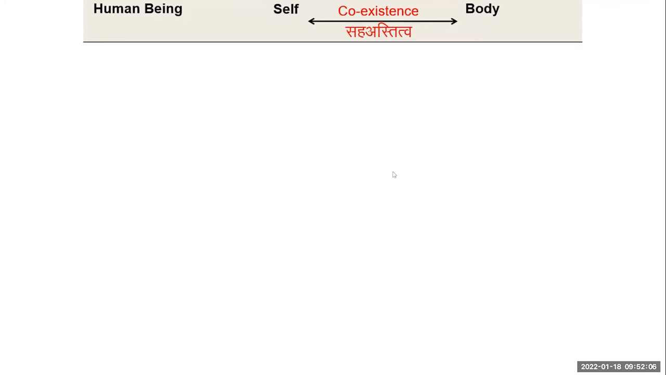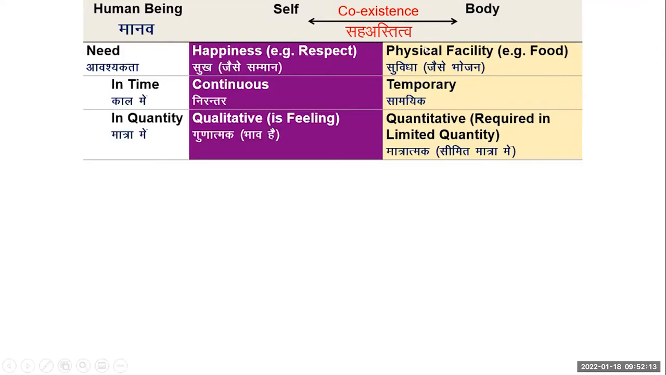When we see this, let us understand the needs of these two realities. We see that the need of the self is happiness, feelings like respect, and the need of the body is physical facilities like food, water, clothes, shelter.